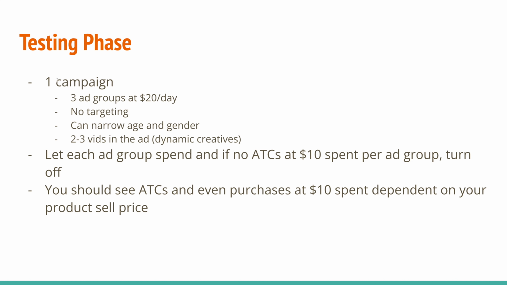So like I mentioned, one campaign, 3 ad groups in this one campaign. They're going to be ad set or ad group level budget, not a CBO, and it's at $20 per day. Some people do like $20.30 or $20.70. We just keep it at $20 per day. It really doesn't matter that much.